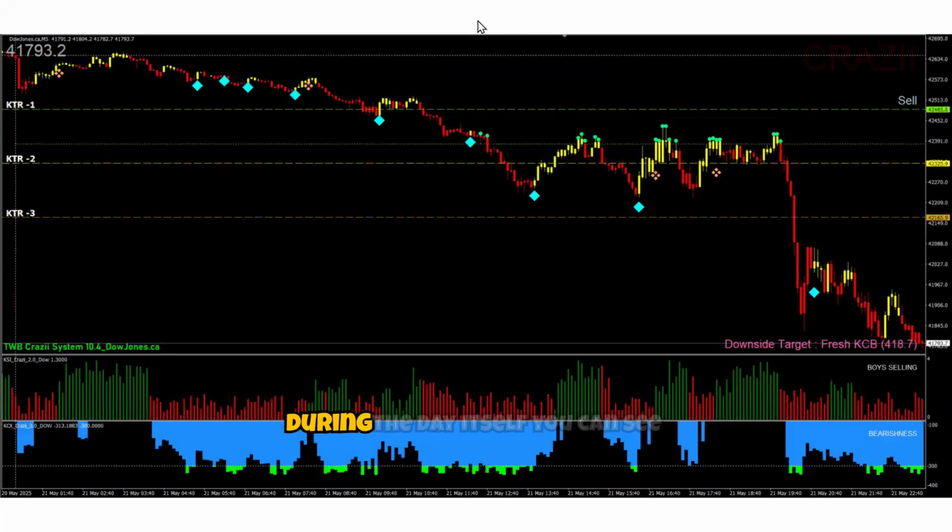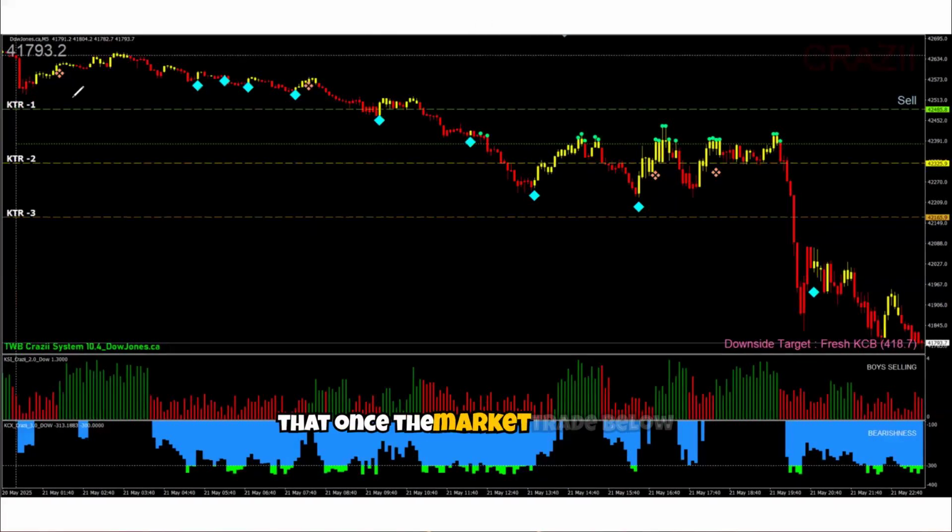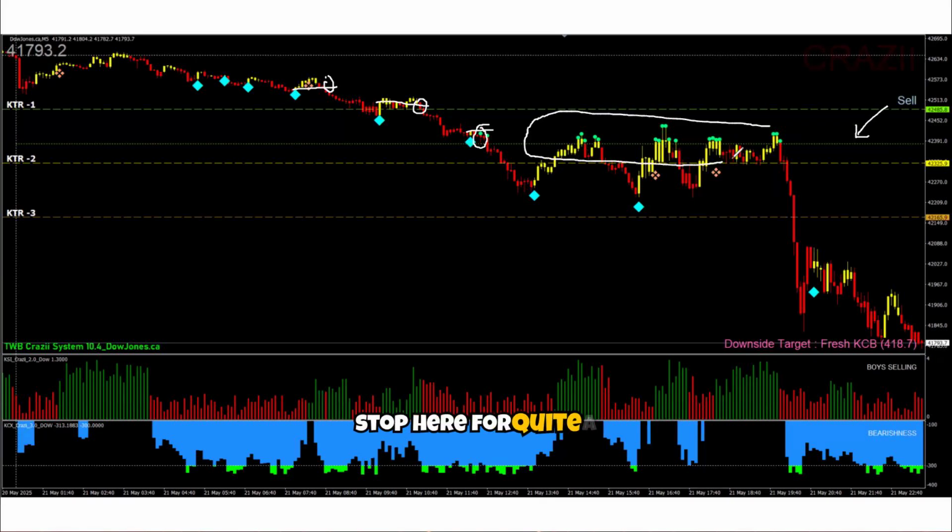Okay, so let's see what happened during the day itself. You can see that once the market trades below OP, there are multiple diamonds, but if you look carefully, every time you draw a diamond, the market just failed to stay much above. And once the market breaks below the line and turns red, that's a sell. And when it hit the MA 200, it stopped here for quite a while until the price jumps down.